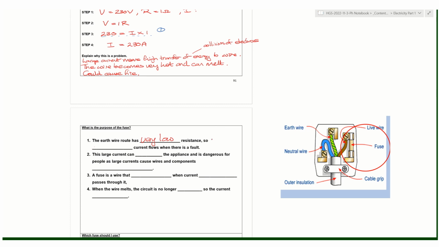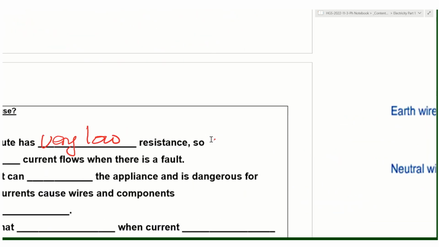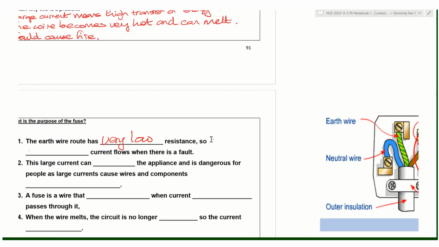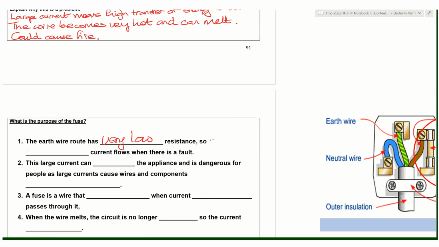So current, let's write this in here. Alternating current flows in it when there's a fault and not the person. That's the most important thing. We definitely need the earth wire, and we need it to have low resistance to keep the person safe.